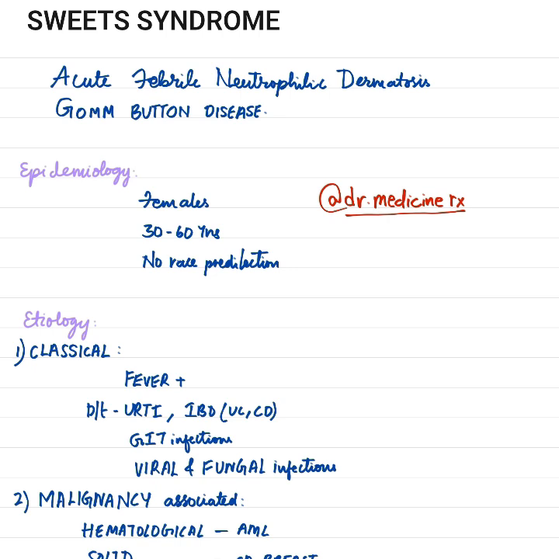So Sweet syndrome is also called acute febrile neutrophilic dermatosis or Gomboot disease. It is a disorder characterized by the occurrence of tender, non-pruritic erythematous papules and plaques, and they are sudden in appearance. Coming to epidemiology, females are more commonly affected, the most common age group is 30 to 60 years, and there is no racial predilection.